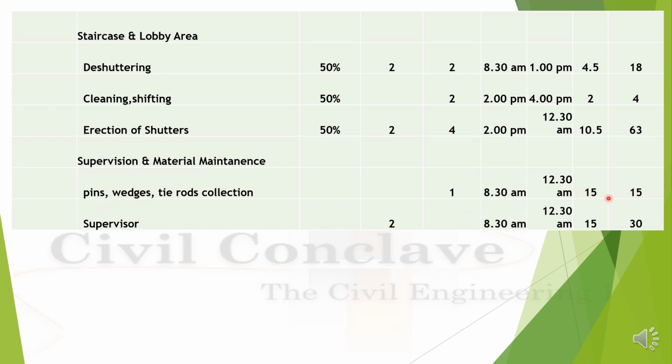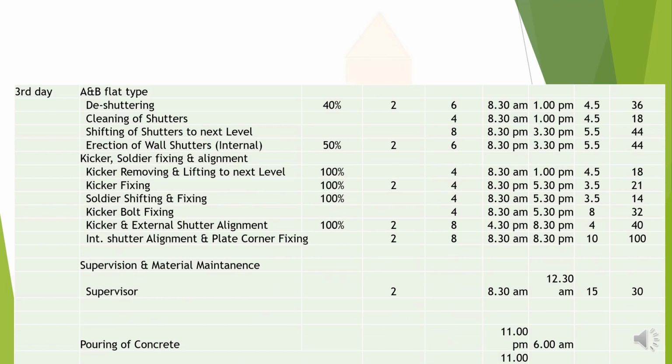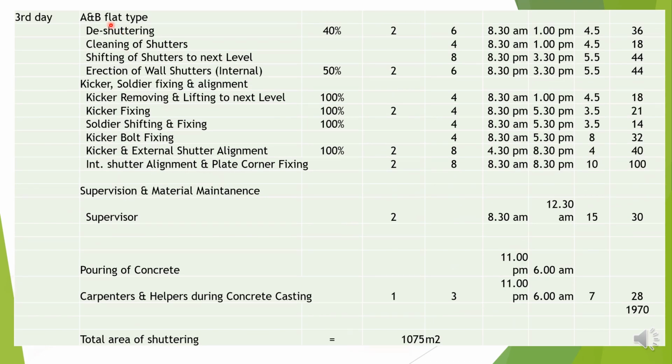Pins and wedges collection 1 helper, that is 15 hours. Supervisors 2, 15 hours, 30 hours, it is totally. Third day, de-shuttering 40 percentage, 2 carpenters, 6 helpers, 4.5 hours, that is 36.